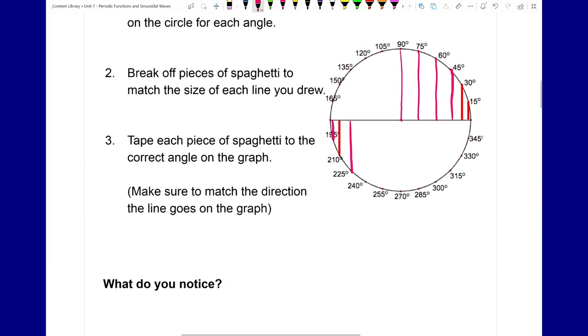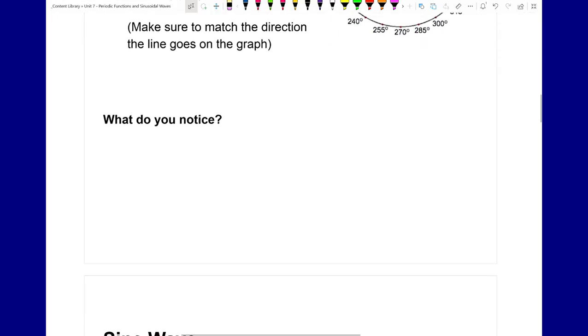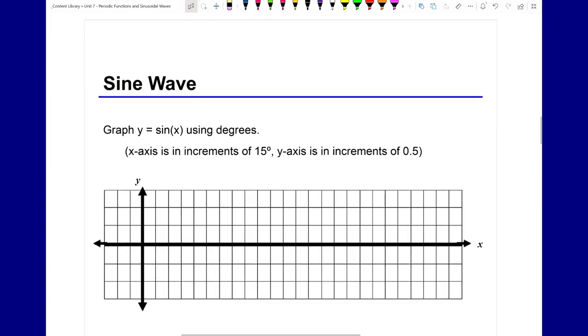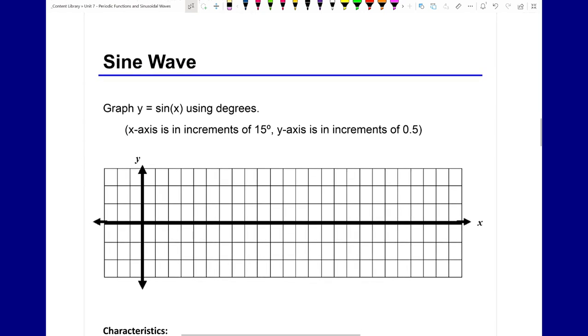And what we want to do, after we have our visual, is to see what we notice. What you should notice is that you create somewhat of a periodic function, or you create a wave. Maybe you don't see the periodic function, but it will continue as we extend beyond 360 degrees. So our sine wave graph is a periodic function. When we do sine of an angle, all the way up to 360 and beyond, it creates this repetition.